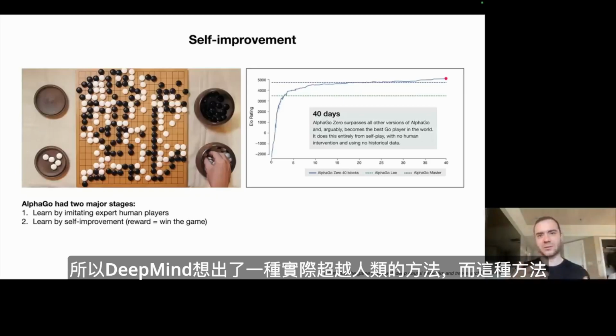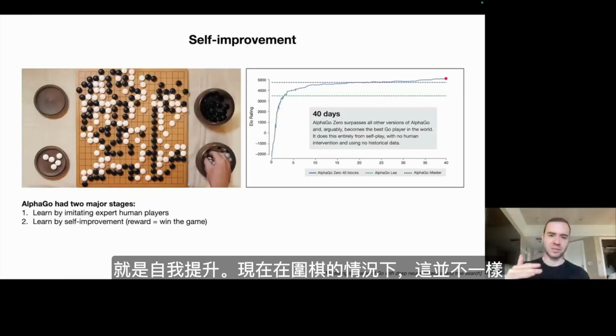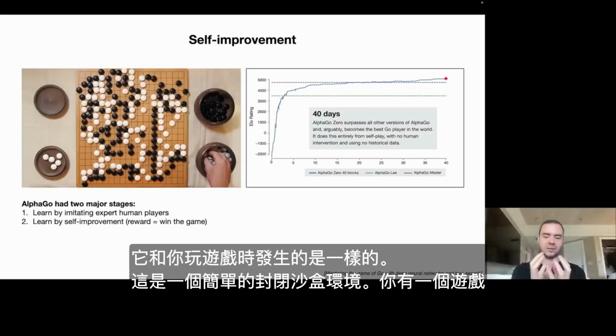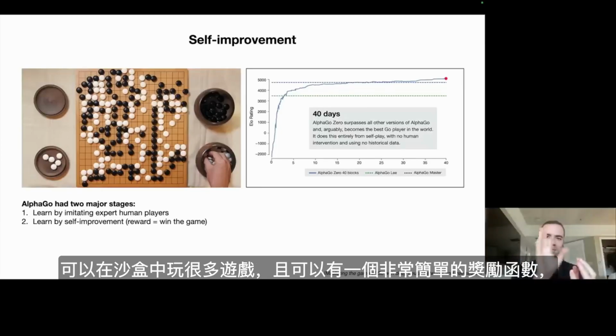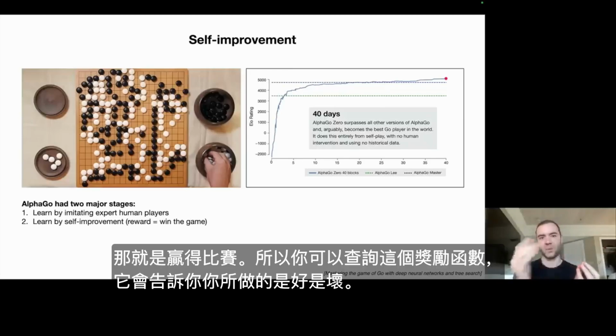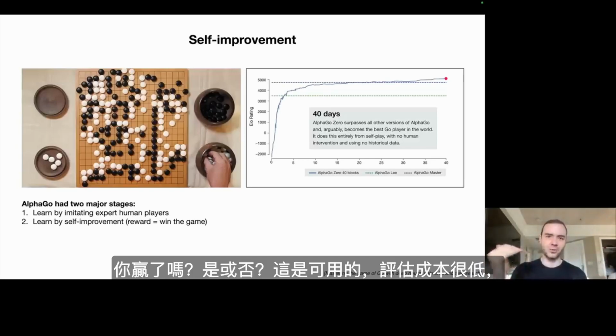So DeepMind figured out a way to actually surpass humans. And the way this was done is by self-improvement. Now, in the case of Go, this is a simple closed sandbox environment. You have a game, and you can play lots of games in the sandbox, and you can have a very simple reward function, which is just winning the game. So you can query this reward function that tells you if whatever you've done was good or bad. Did you win? Yes or no?